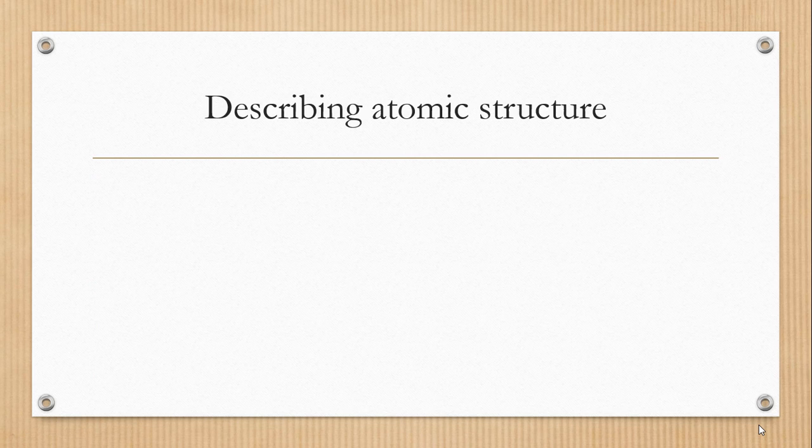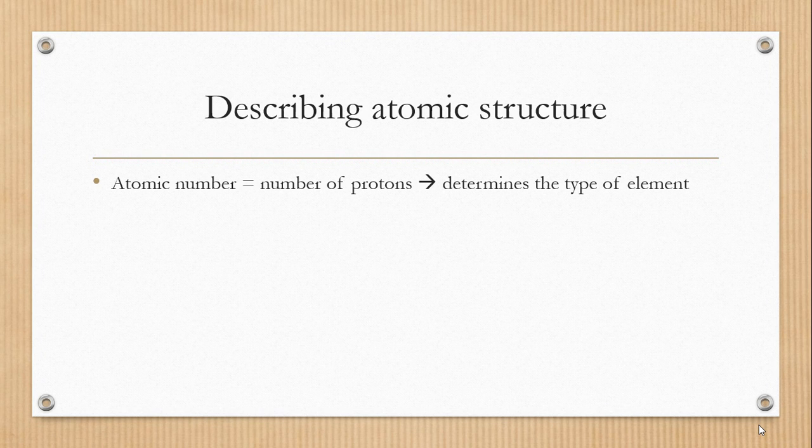Moving forward, describing atomic structure. So how do we do that? First, we need to know the atomic number. The atomic number is equal to the number of protons, and this determines the type of element we're dealing with. So when you look on the periodic table, it's ordered. You have 1 is hydrogen, 2 is helium, 3 is lithium, 4 is beryllium, 5 is boron, and so on. That number I just listed for each one of those is the atomic number. It's always going to be equal to the number of protons. So if I have an element that has 17 protons, I know it's chlorine. Just by definition, it has to be chlorine.